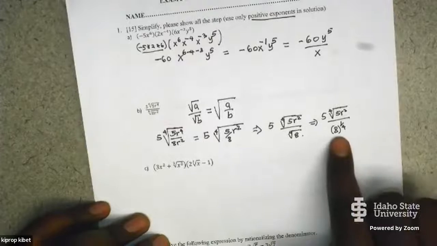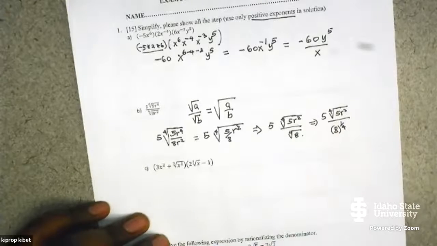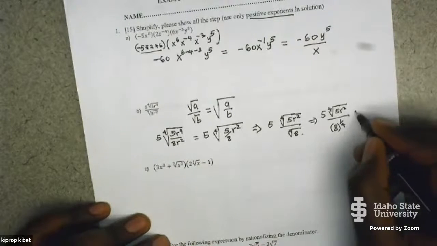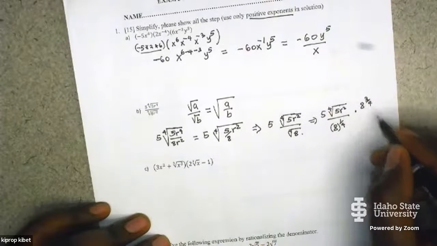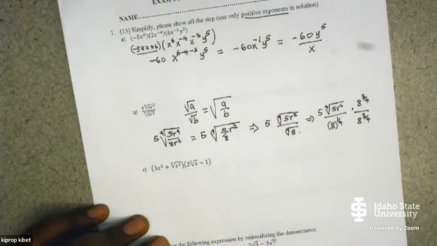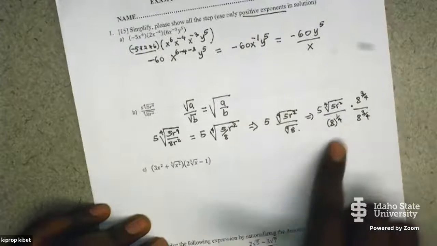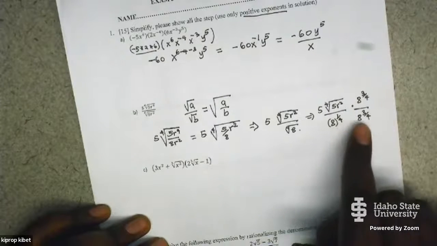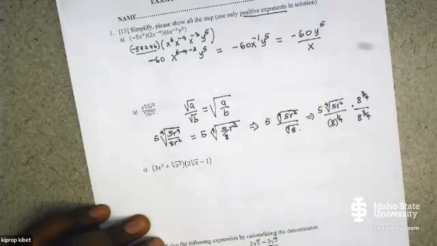So how can we make this one to only be 8? We multiply by what? 8 raised to 3 over 4. So you multiply here by 8 raised to 3 over 4, then all over 8 raised to 3 over 4, right? You find the conjugate here. So when you multiply this and this, it will just be what? 8 raised to 1 over 4 plus 3 over 4 is what?